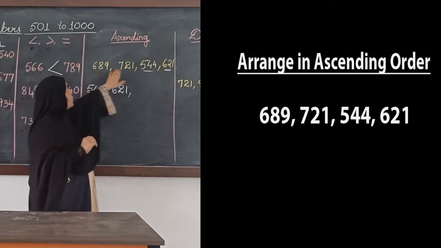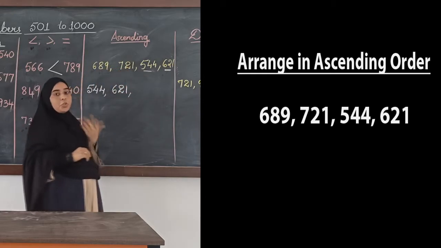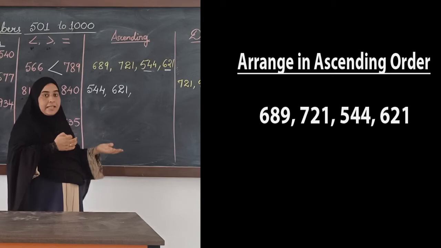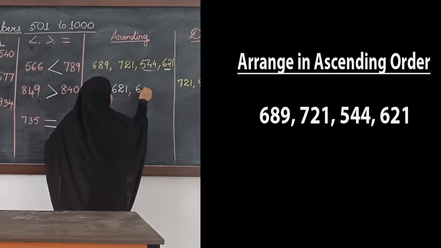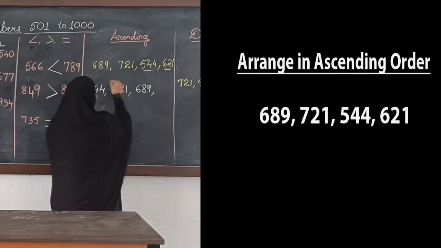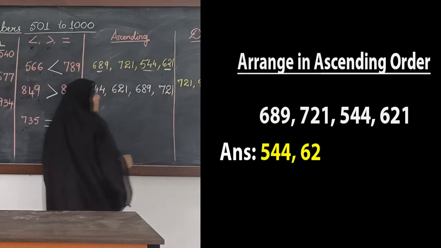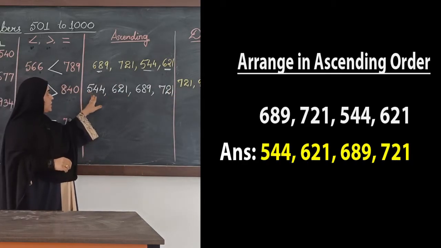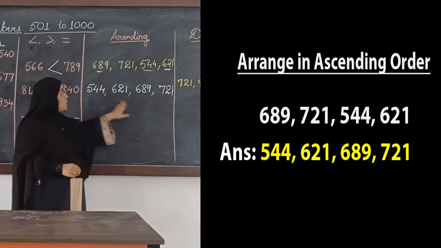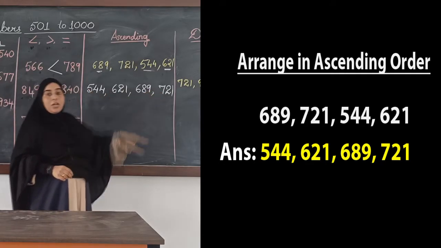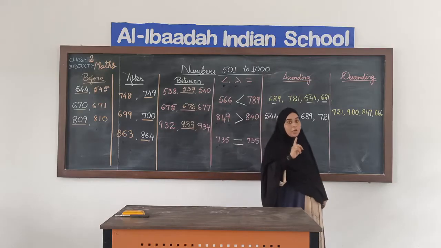So we are left with 2 more numbers now. That is 689 and 721. We can easily see that 600 is small and 700 is big. So the next number will be 689 and now we are left with the last number, that is 721. See, now we have arranged the numbers in ascending order, small to big. Okay, this is called ascending order. Please remember the word ascending order.